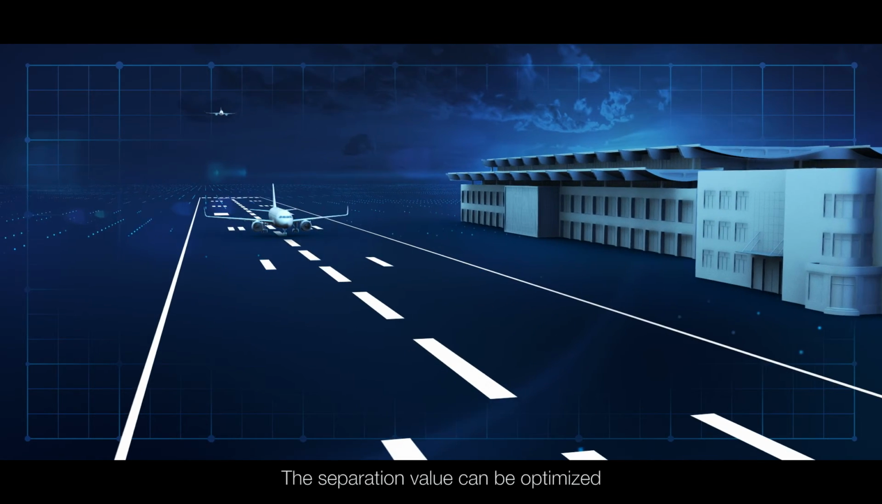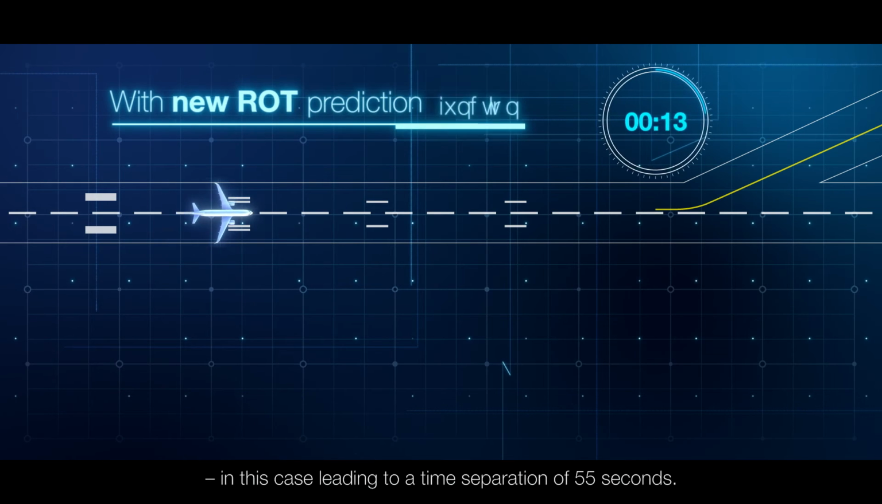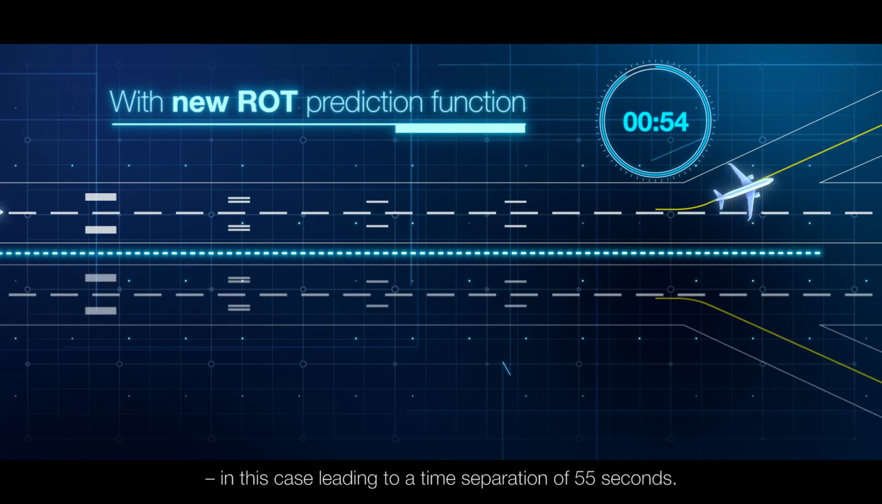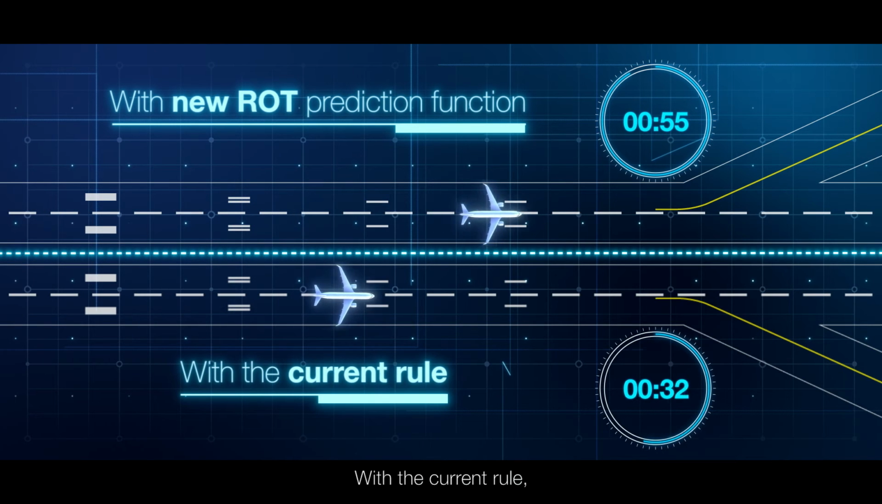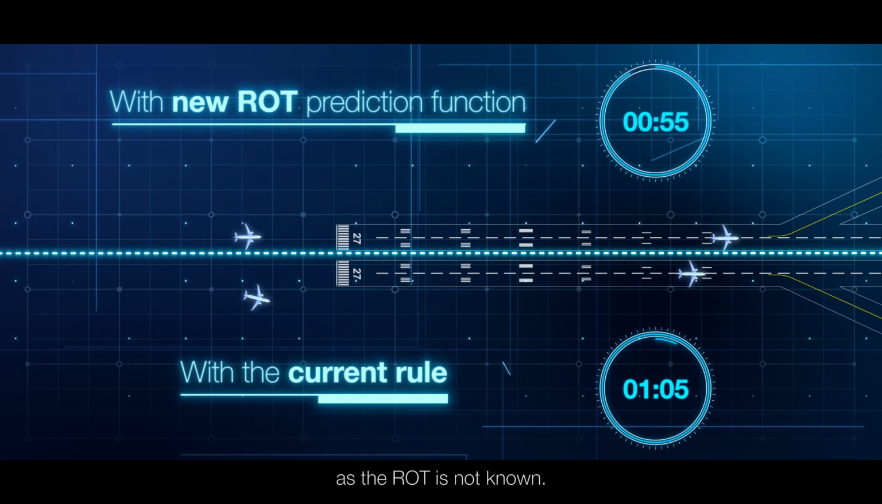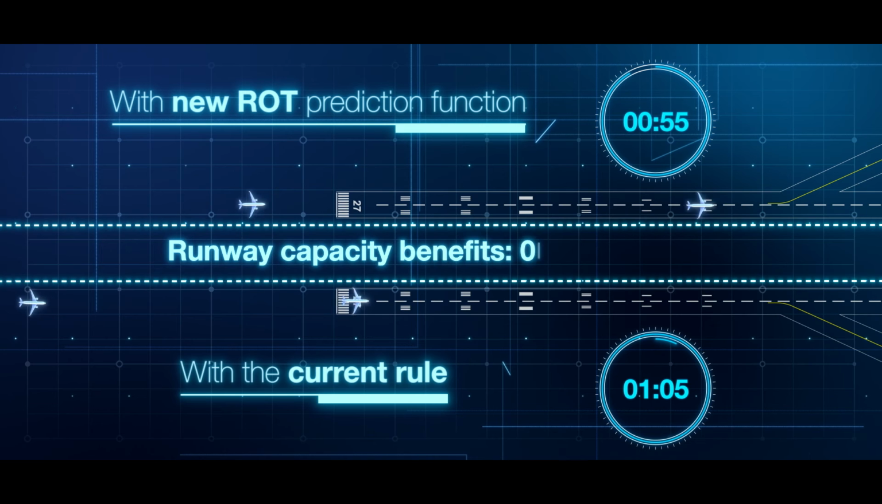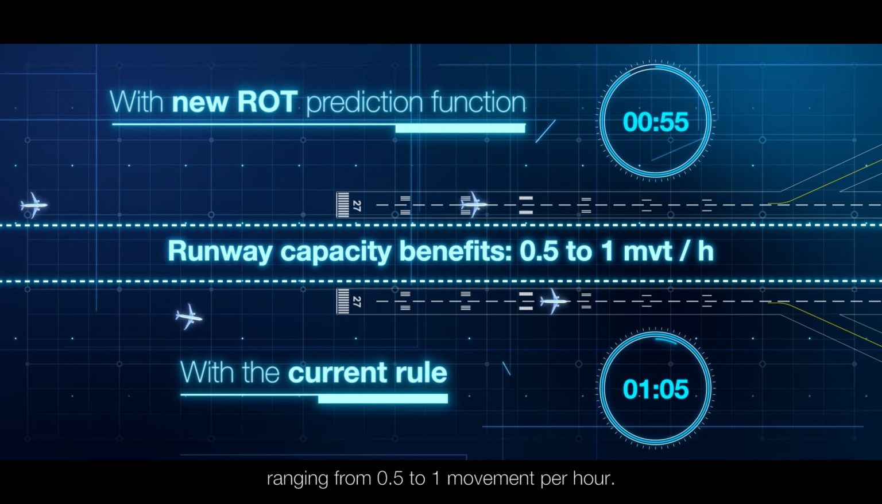Thanks to this reliable runway occupancy time prediction, the separation can be safely reduced. The separation value can be optimized depending on the predicted ROT sent by the aircraft, in this case leading to a time separation of 55 seconds. With the current rule, a separation of 65 seconds will be applied behind the same aircraft, as the ROT is not known. This optimization in separation would lead to runway capacity benefits ranging from 0.5 to 1 movement per hour.